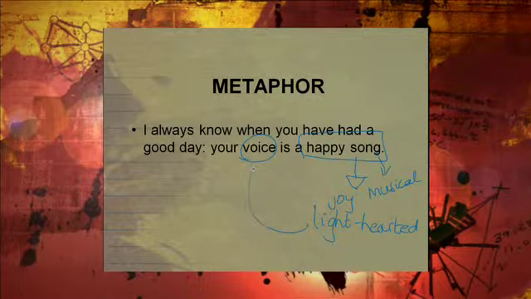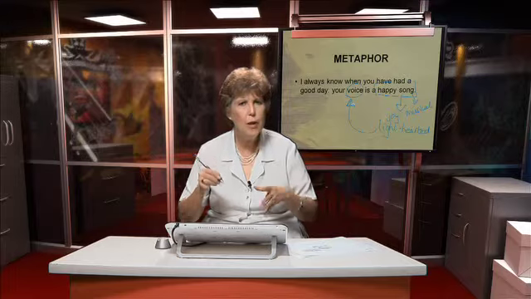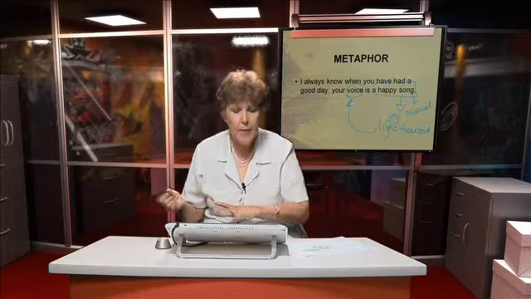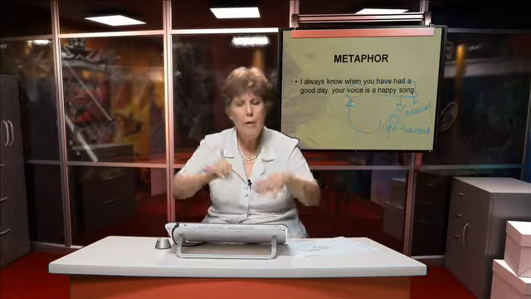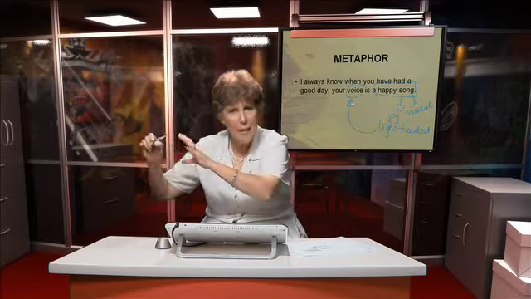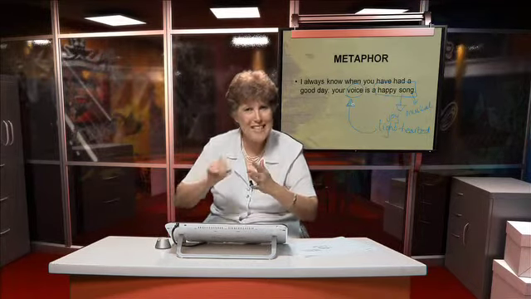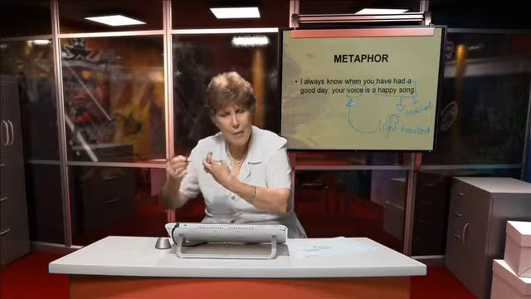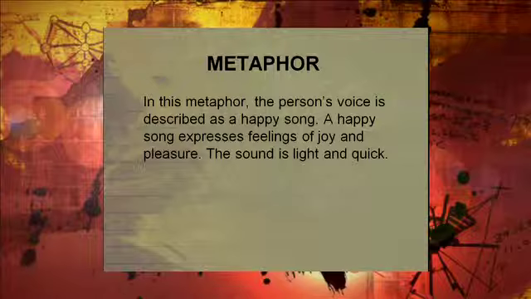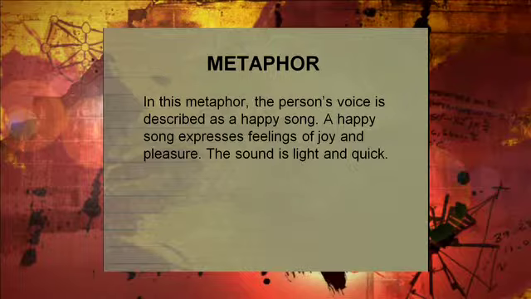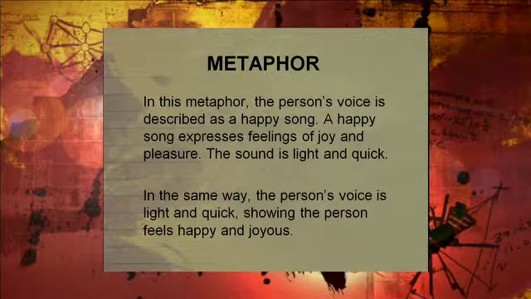Now you say, okay, what am I saying about the person's voice if I'm describing it as a happy song? And you will now say, in this metaphor, a person's voice is described as a happy song. And then you would start to discuss what saying the voice is a happy song tells you about the voice. So now you need to extend your discussion of the metaphor. So now you're going to explain in what way it's related to the person's voice. And you'd write something like this: in the same way, the person's voice is light and quick, showing the person feels happy and joyous.